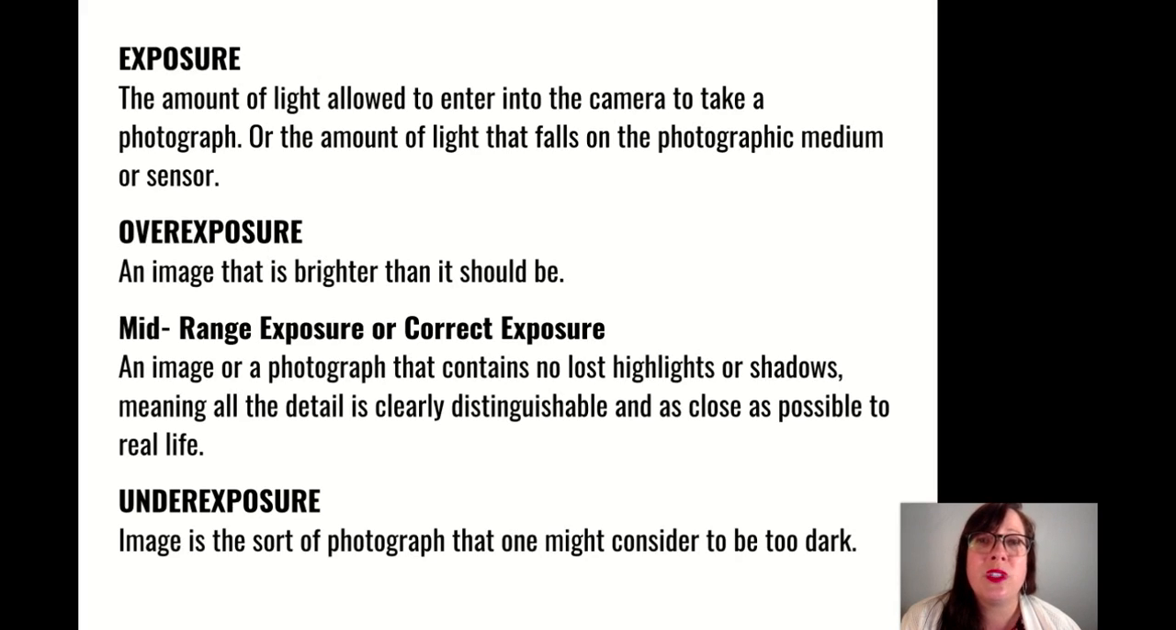Exposure has to do with the amount of light coming into the camera and is what is actually taking the photograph. Exposure used to be the amount of time that the light touches the film, but now it has to do with the image touching the sensor in your camera. So we can actually overexpose or underexpose an image. The quick version is an overexposed image is one that is too bright, and an underexposed image is one that is too dark. And a mid-range or correctly exposed photo is one that is just right.